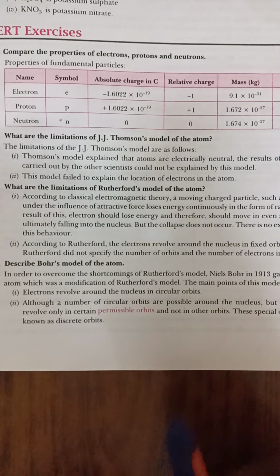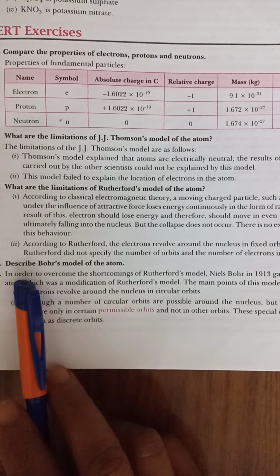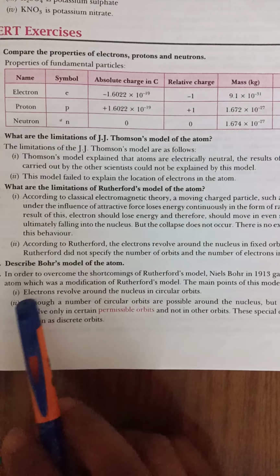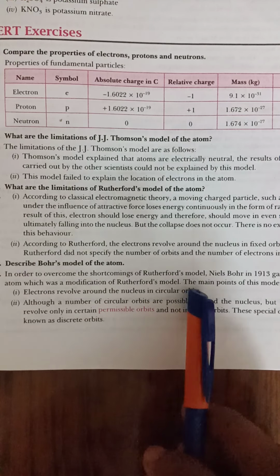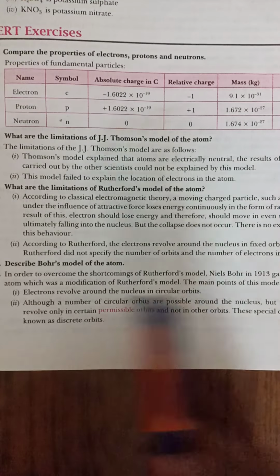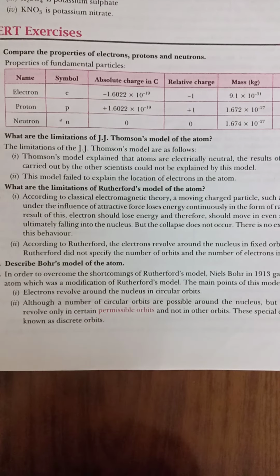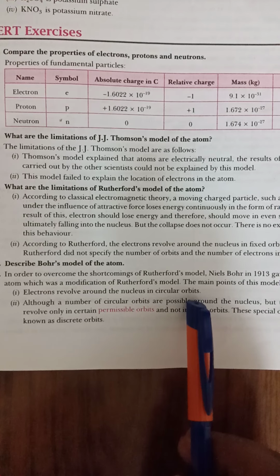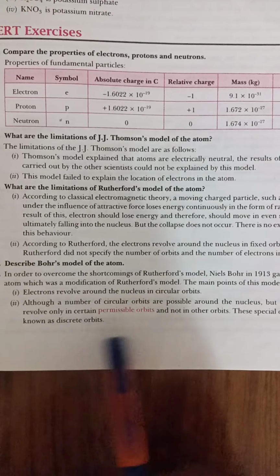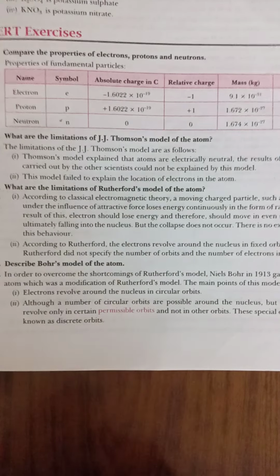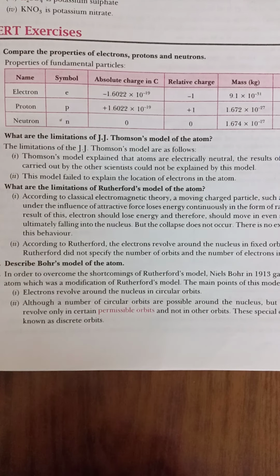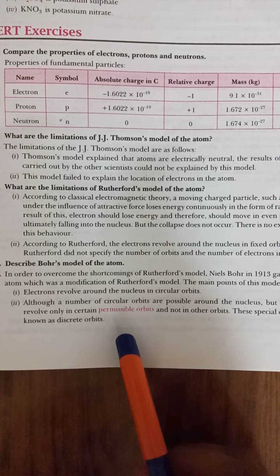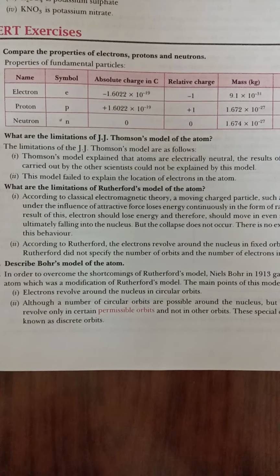Now next we are discussing the Bohr's model of the atom. In order to overcome the shortcomings of the Rutherford model, Bohr's model gave postulates. The first is that the electron revolves around the nucleus in circular orbits, and there are a number of shells which can accommodate different numbers of electrons. We have already discussed that the different types of shells are there, like the K shell, L shell and M shell.